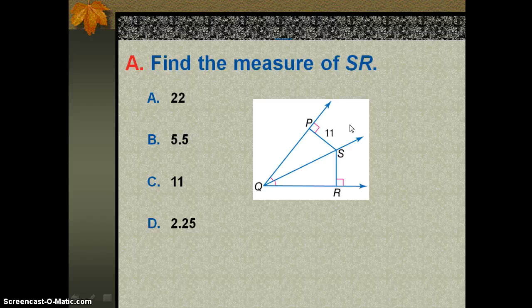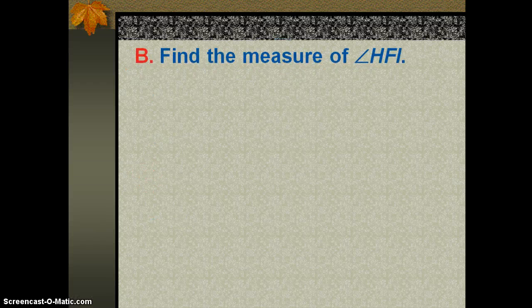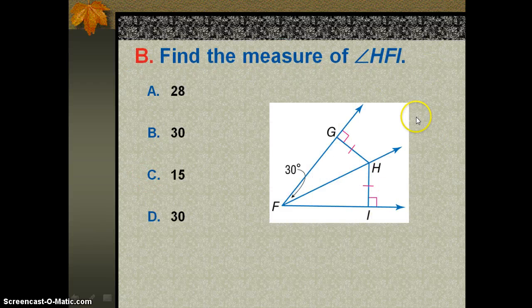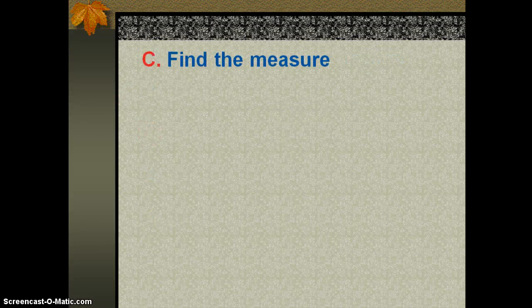Now I no longer have perpendicular bisectors, I have an angle bisector. It says find the measure of SR. Well, I know whenever a point is on the angle bisector that it's equal distance from the sides, so that means that SR would have to be 11. Find the measure of HFI. So here's angle HFI. Well, I know that this is an angle bisector because it's equal distance from the sides. So that means that if this side is 30 degrees, the other side has to be 30 degrees.